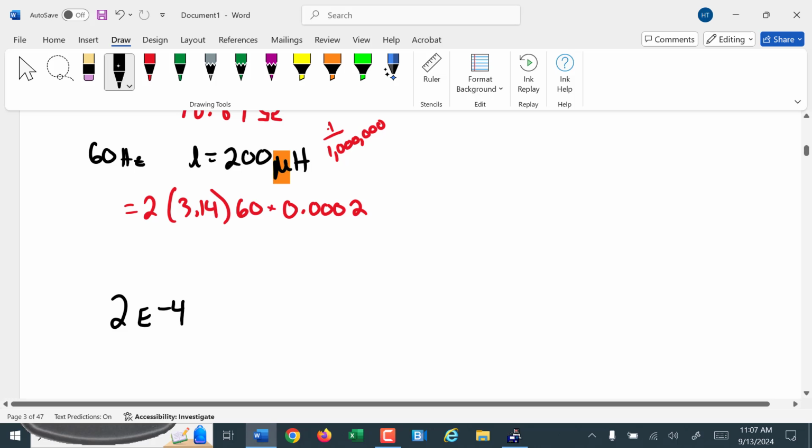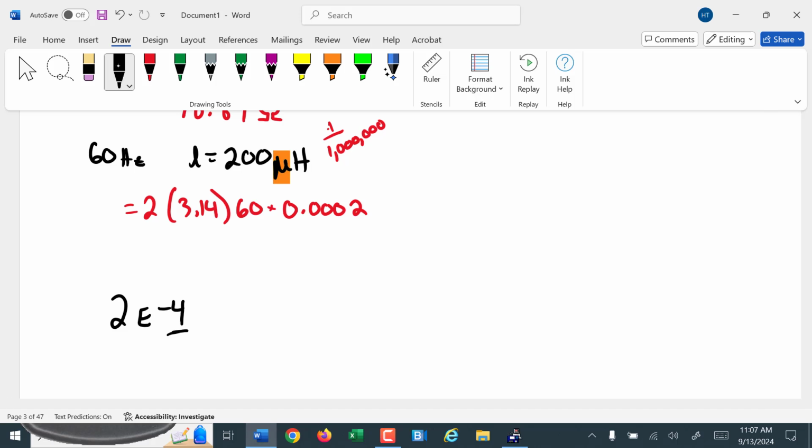The negative on the 4 means you have to go to the left, and the 4 means you're going 4 decimal places. So the decimal point is right there. 1, 2, 3, 4. Fill in the zeros. That's 0.0002. If it's a positive number, you go to the right with the decimal point, however many places.